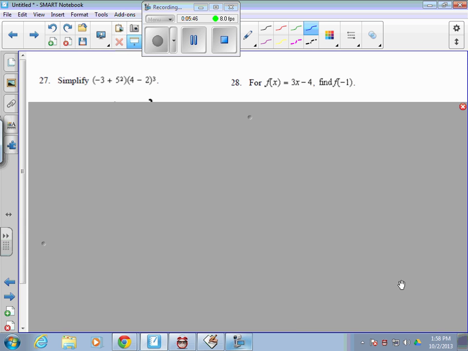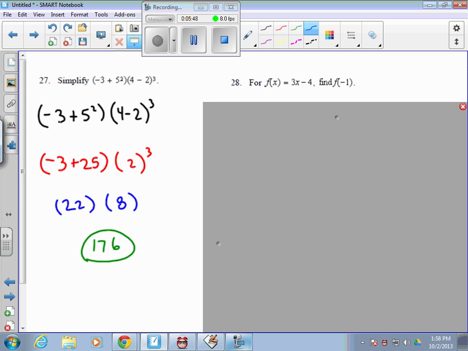27 says simplify what we have. Do what's in parentheses first. Negative 3 plus 5 squared: 5 squared is 5 times 5, which is 25. Then do what's in parentheses on the right. 4 minus 2 is 2. So negative 3 plus 25 on the left is positive 22. And 2 to the third power is 2 times 2 times 2, which is 8. And when you multiply that by 22, you get 176.